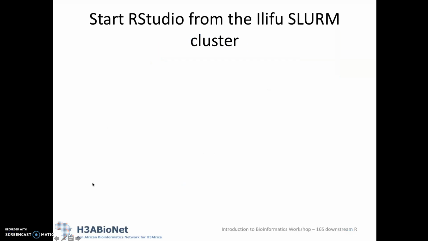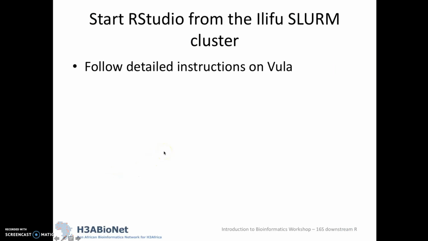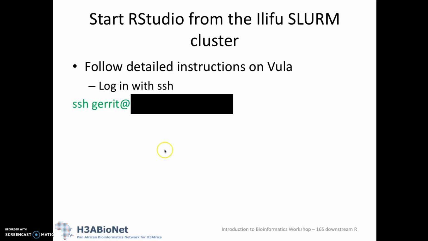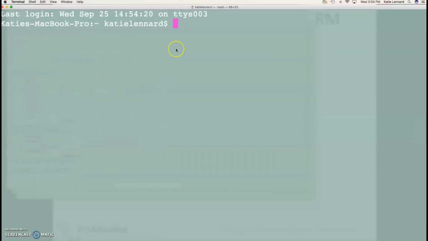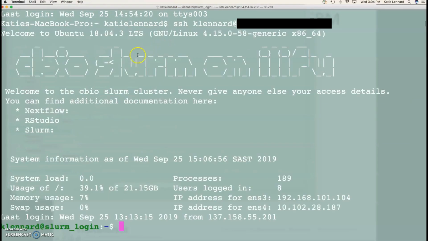So first off, let's get RStudio running from the Elifu Slurm cluster. Now if you go to Vula, there's some detailed instructions there, but I'll also run it through with you. So firstly, we're going to log in to the cluster with SSH. So again, Gerrit, you'll just replace with your own username. So for myself, I'm just going to SSH onto that Elifu cluster. You'll see it says Slurm login now.